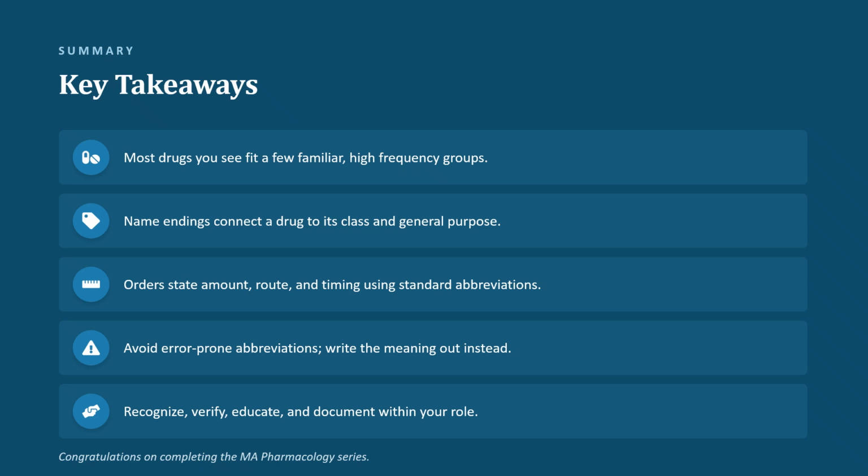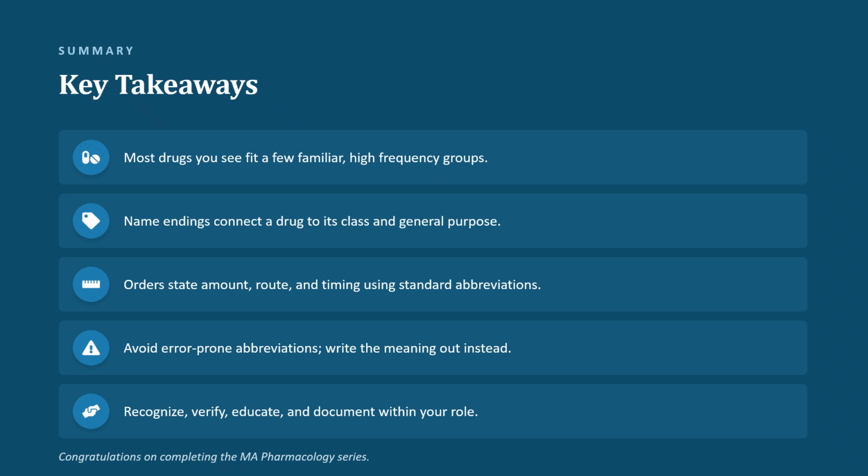And now, finally, the summary. First, most of the medications you will actually see fit into a handful of familiar, high-frequency groups, so the world of drugs is far more manageable than it first appears. Second, the name-ending shortcut continues to serve you, connecting a drug to its class and general purpose at a glance. So a drug ending in pril is an ACE inhibitor, and one ending in statin lowers cholesterol. Third, medication orders state three things: the amount, the route, and the timing, using standard abbreviations like PO for by mouth and BID for twice a day, and reading these three parts makes any order clear.